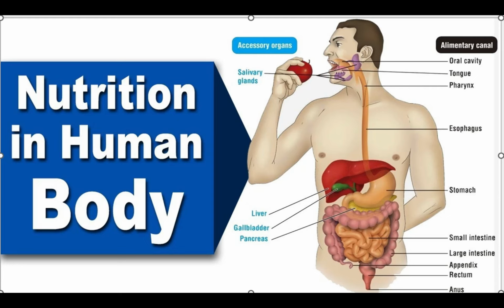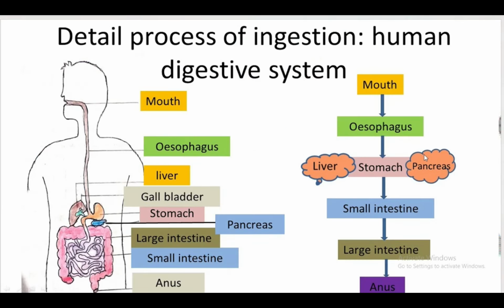Alright, so if we talk about nutrition in the human body, we have a specific system which is known as the digestive system, which consists of the alimentary canal, which starts from the mouth and ends with the anus. Through the stomach, the small intestine, large intestine, and ends up in the anus. With this, we have various glands, like in the mouth, we have salivary glands, we have the liver, gallbladder, pancreas, and all those glands which are present.